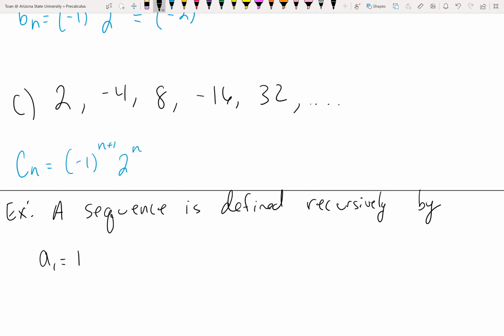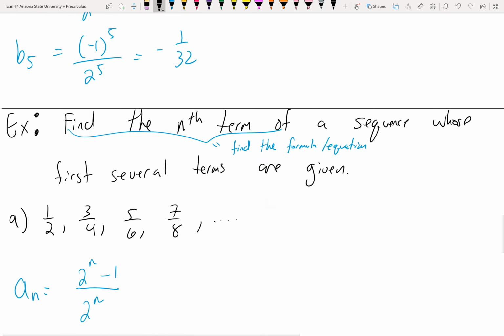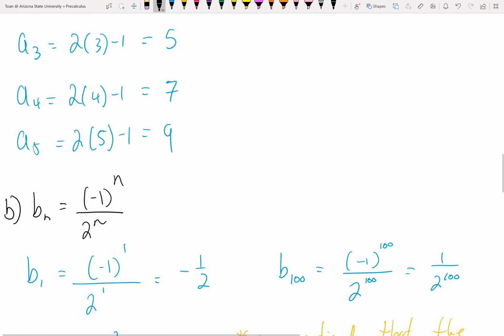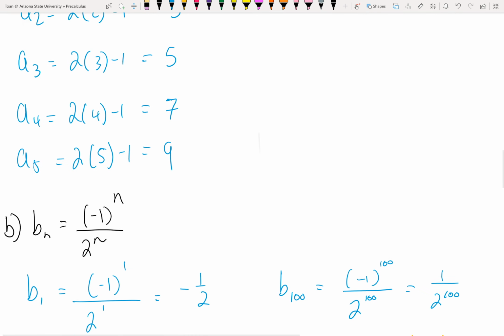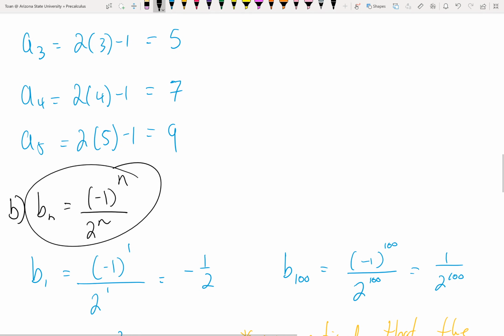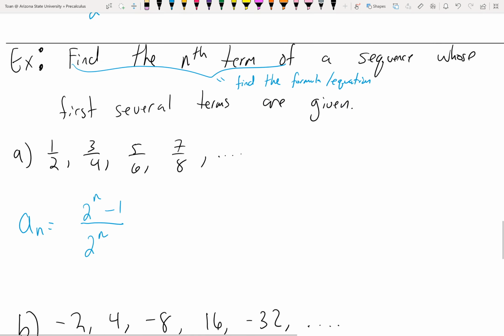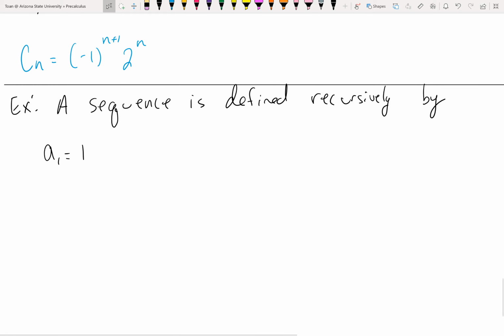So notice how in all of these examples, let me scroll up to the very first example, they just gave you a formula. Hey, a sub n is this formula. That's it. B sub n is this formula. That's it. In a recursive formula, they will always give you at least one starting number. So in this example, they tell you a sequence is defined recursively, so they're going to give you the first term. Hey, start at a sub 1 equals 1, and further terms, a sub n is going to equal 3 times the quantity a sub n minus 1, plus 2.